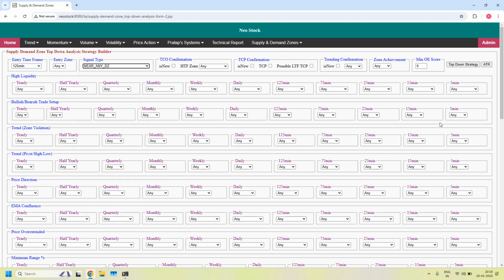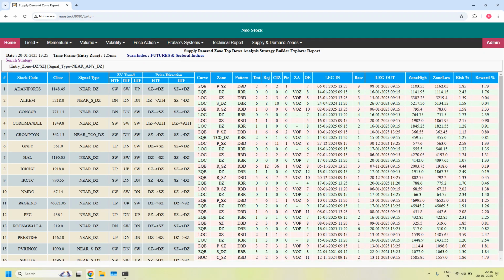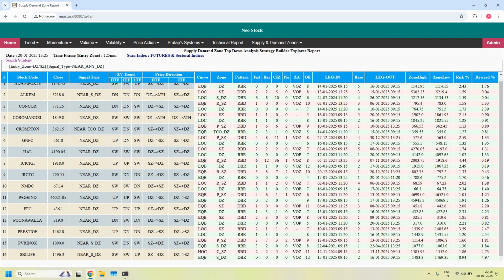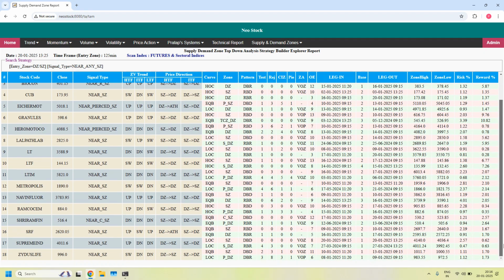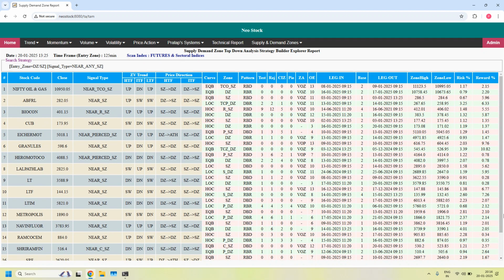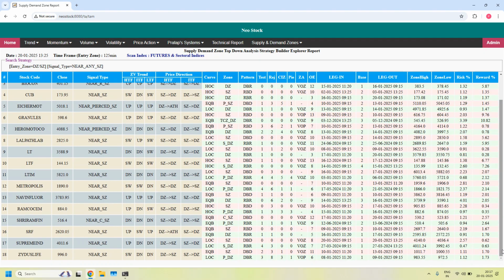Stocks near 125 minutes demand zone. We got 16 stocks. So first 15 stocks in the list. Scrolling the list down. So total 16. Okay, next 125 minutes time frame. Stocks near 125 minutes supply zone. We got 18 stocks. So first 15 stocks in the list. I am scrolling the list down. So total 18 stocks are filtered.